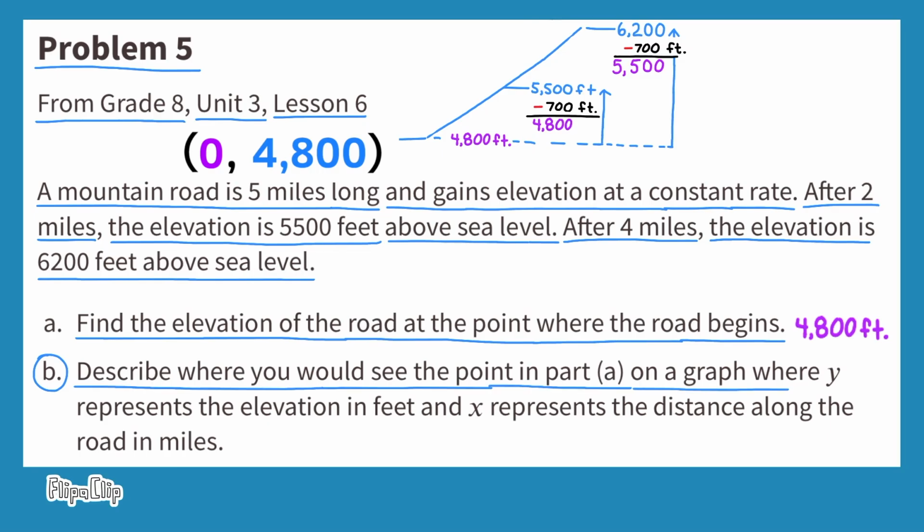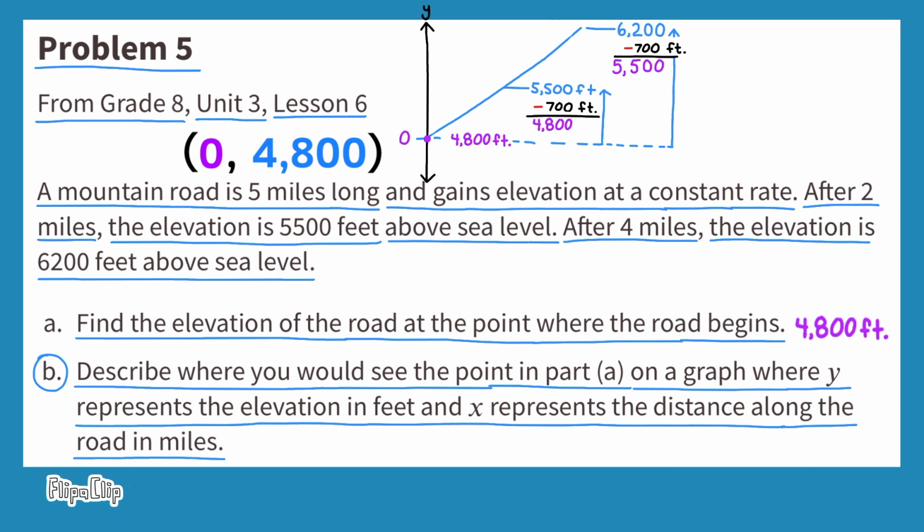B. Describe where you would see the point in part A on a graph where y represents the elevation in feet and x represents the distance along the road in miles. As you can see, I've written the coordinates above, 0 and 4,800. The road would begin at 0 on the x-axis, and it would begin at 4,800 on the y-axis.